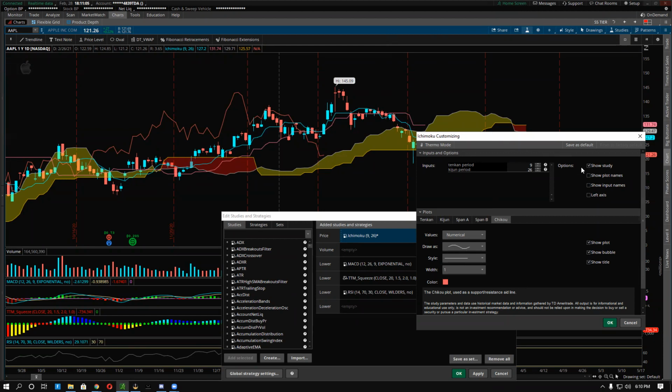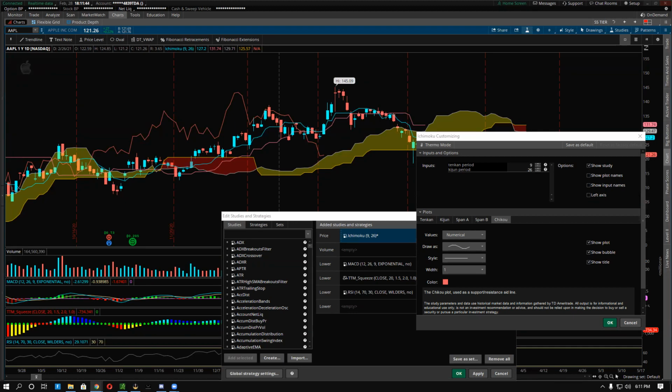That's how all the lines work. As far as calculations go, I don't really think that's important. But for all of you math people out there, just really quickly, leading span A is going to be the conversion line plus the baseline divided by 2, if that matters to you. And leading span B, I believe, is going to be the 52 period high plus the 52 period low divided by 2. So it's going to take the last 52 candles, take the highs and the lows of those candles, add them together, and divide by 2. And that's how you get those lines.